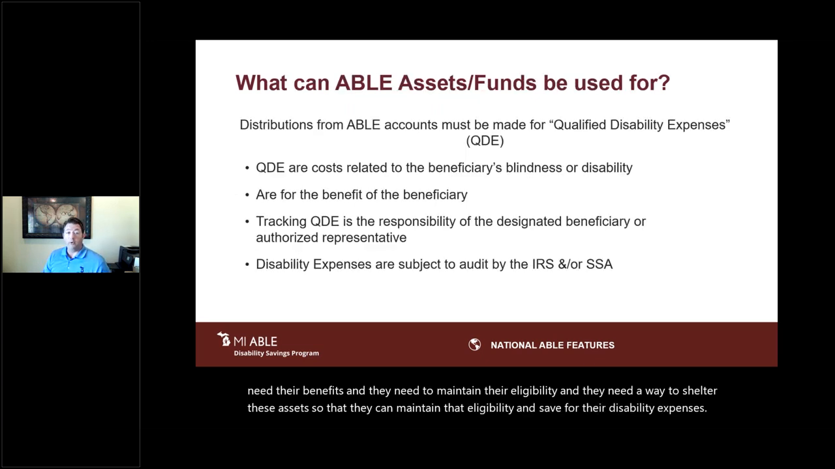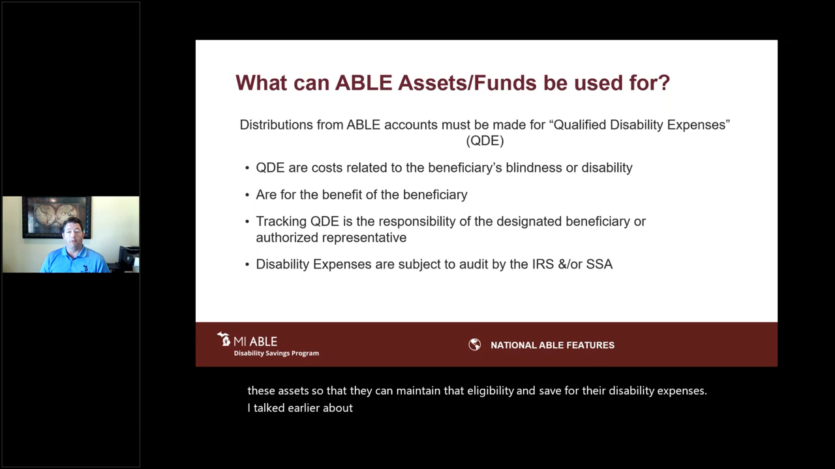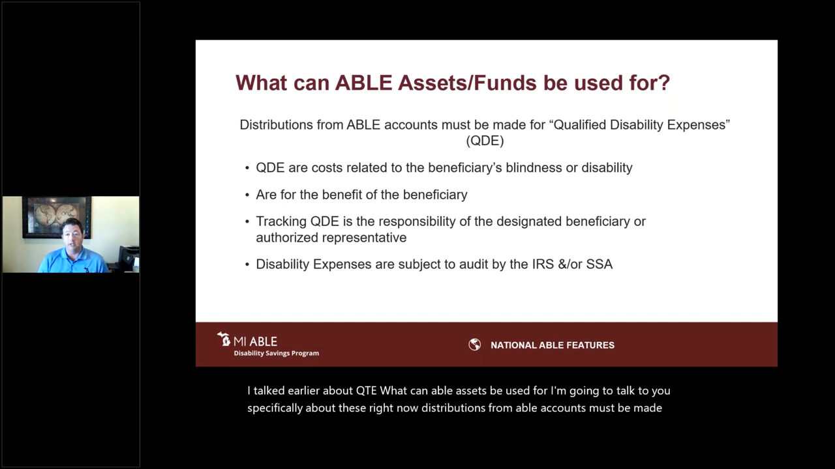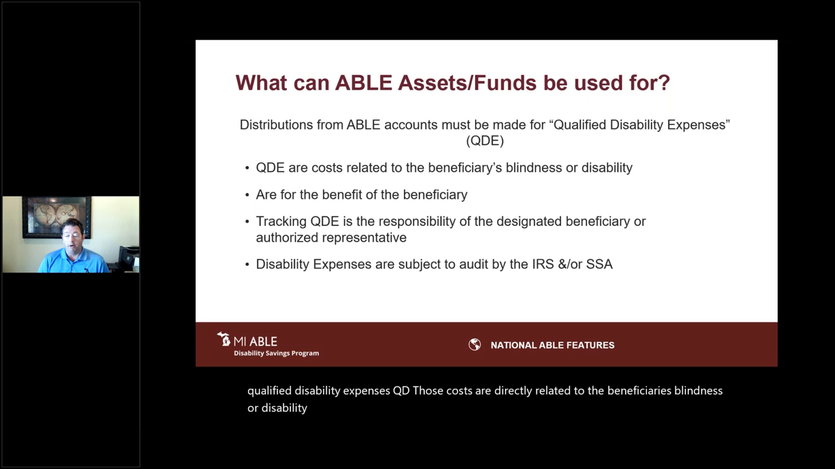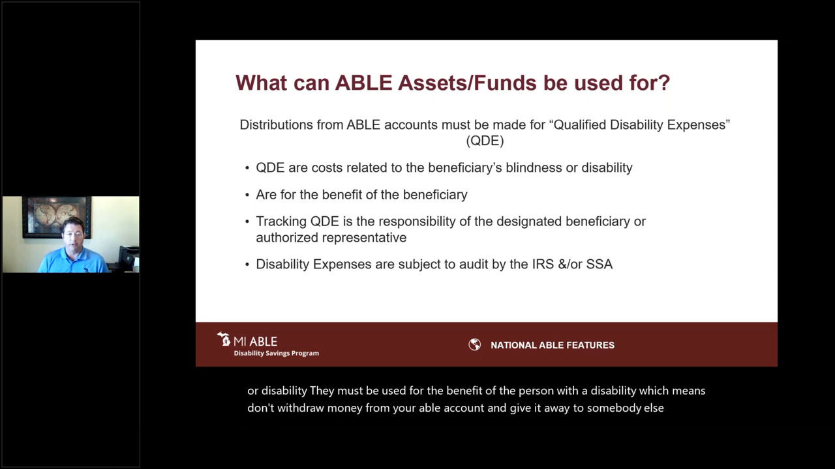I talked earlier about QDE. What can ABLE assets be used for? I'm going to talk to you specifically about these right now. Distributions from ABLE accounts must be made for qualified disability expenses, QDE. Those costs are directly related to the beneficiary's blindness or disability. They must be used for the benefit of the person with a disability, which means don't withdraw money from your ABLE account and give it away to somebody else as a gift. That's not for that person's benefit. Must be for their benefit.